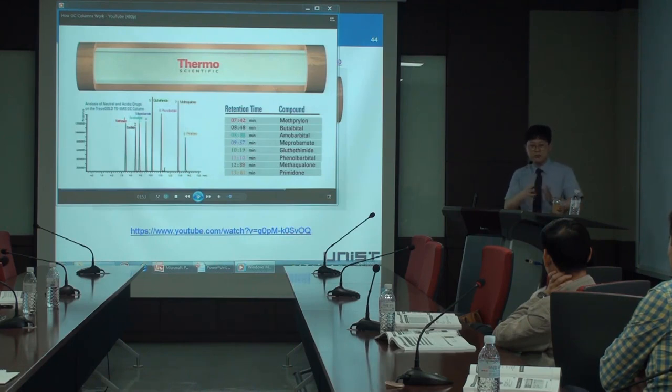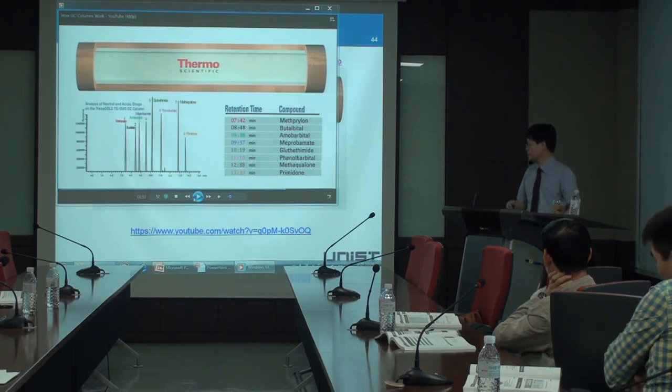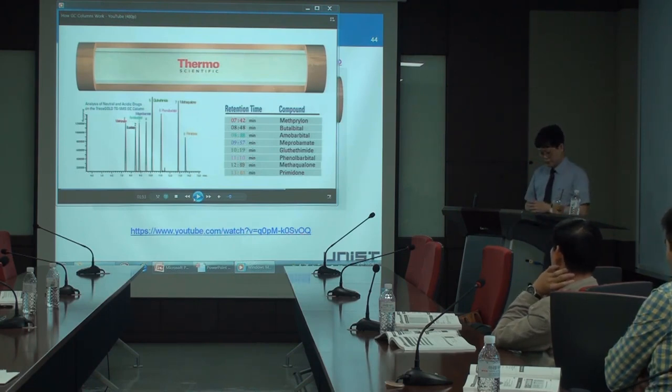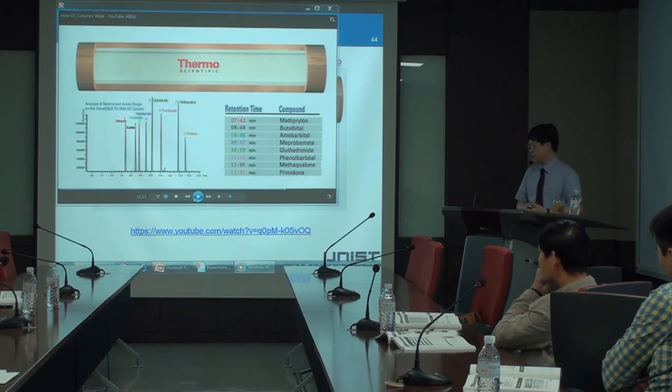Is to separate our target molecule. And each peak has its own mass spectrum, if we use MS, a mass spectrometer. Okay, I will explain again later. So the role of the column is separation of our molecules based on their chemical properties.